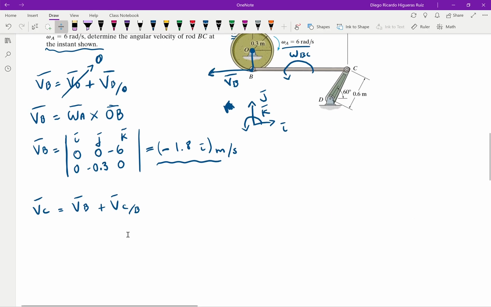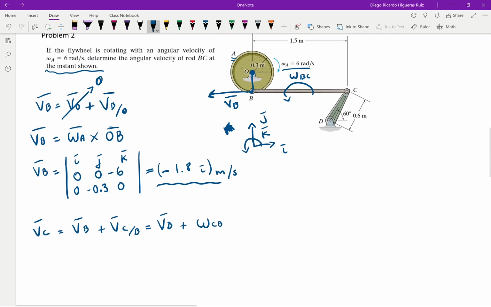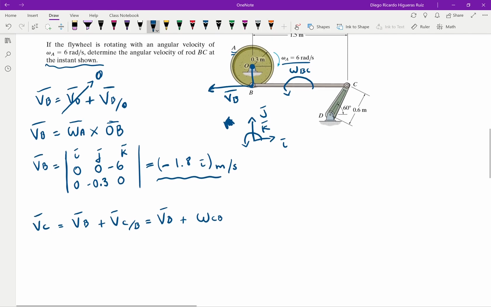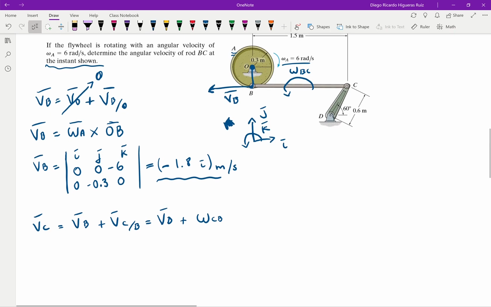And then I don't know VC with respect to B, but I know that that's gonna be omega BC cross product with the position vector from B to C. So we're gonna have omega BC cross product, now from B to C.